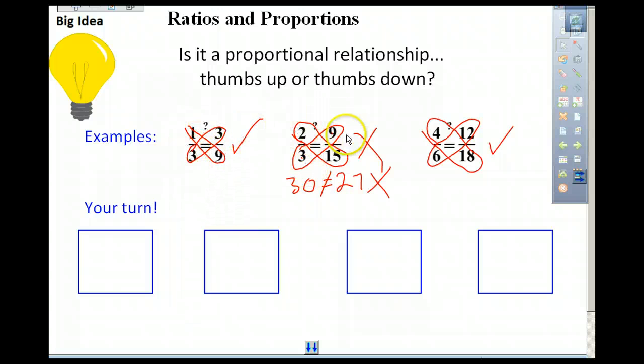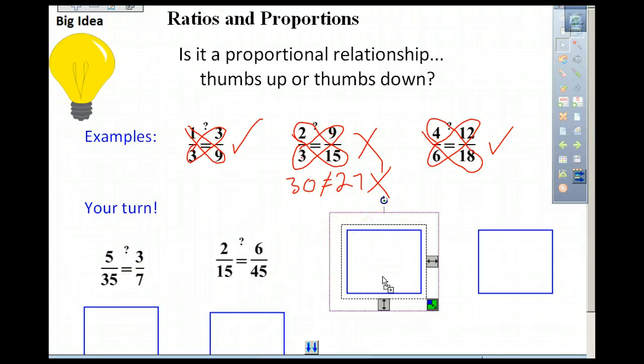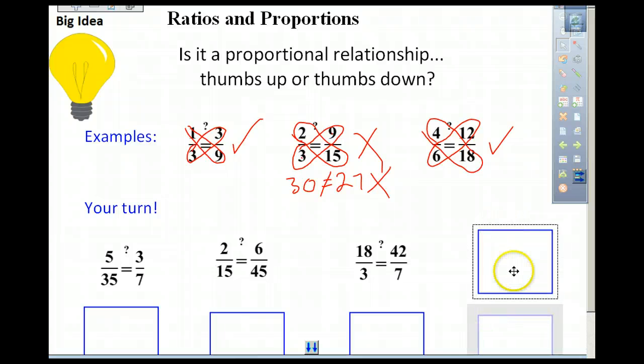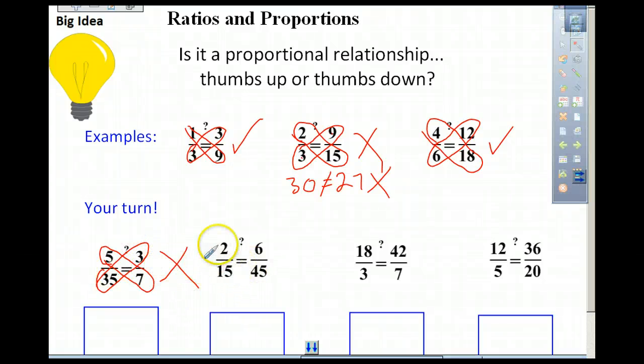Is 2/3 really equal to 9/15? No, it's not. And this is how we're checking to see if it's true. Good question. What about here, you guys? Okay, let's just go through them. First one, what do you think? No. Yeah, definitely not, because 5 times 7 is 35, so it's not going to be equal to 35 times 3, so no. Here? Yes. Here?